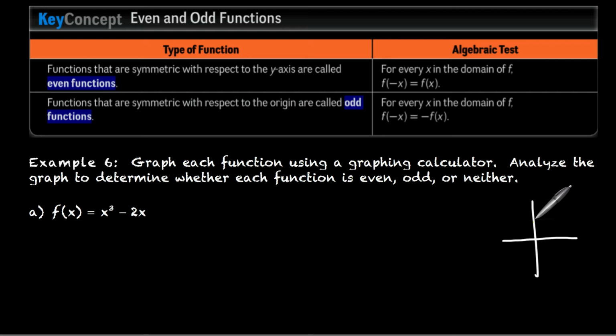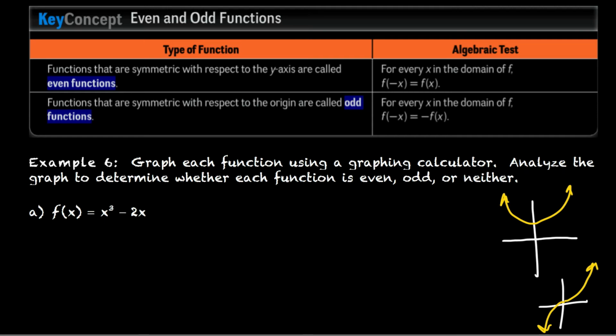Even symmetry means it looks the same on the right as it does on the left. Odd symmetry is, once again, going to be the same in opposite quadrants. So they both start with O, odd and opposite. So this is odd symmetry, this is even symmetry.